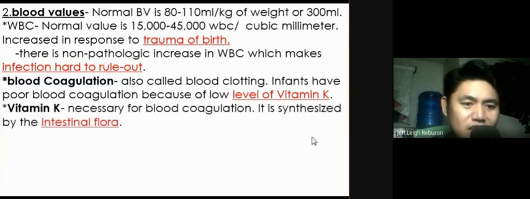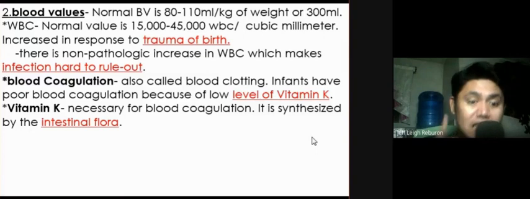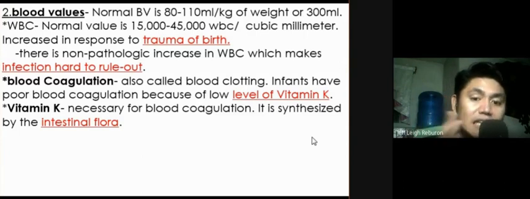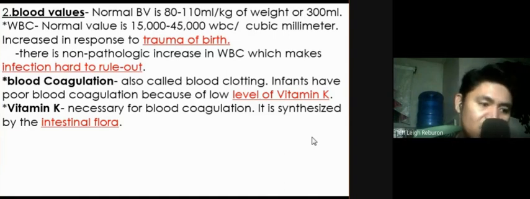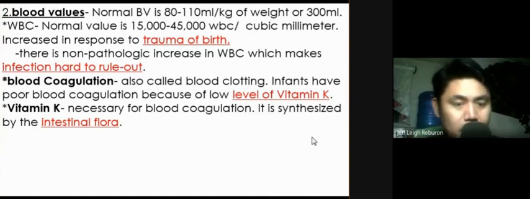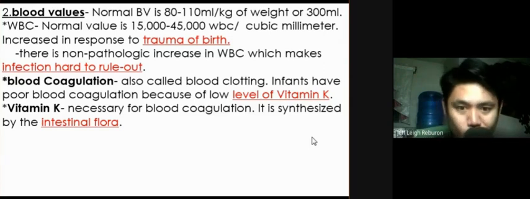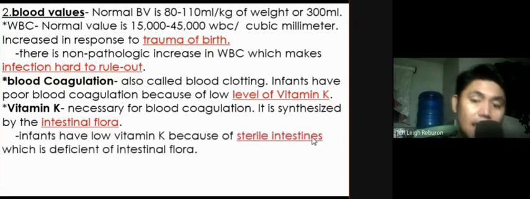Okay? Laglagipan nyo the vitamin K is necessary for blood coagulation and it is synthesized by the intestinal flora. Dahil po sa konti lang or walang intestinal flora, yung intestines ng bata, wala pong nagsisynthesize ng vitamin K. So that's the reason why newborns will have problem when it comes to blood coagulation or blood clotting. Kaya tayo nag-i-inject ng vitamin K sa mga bata.